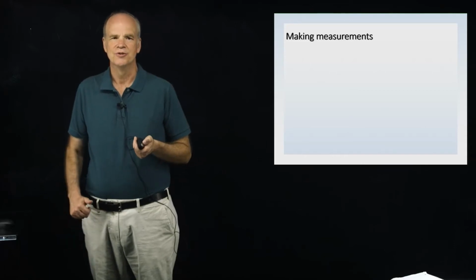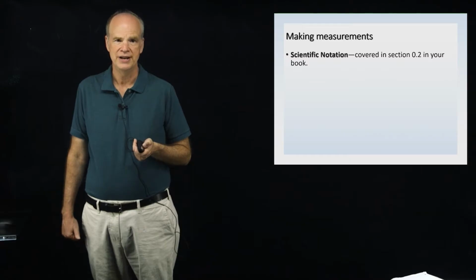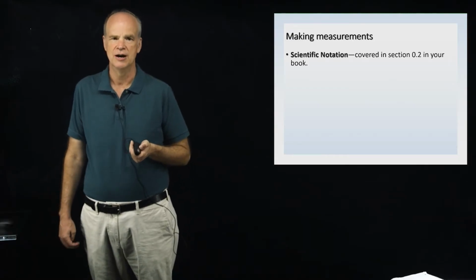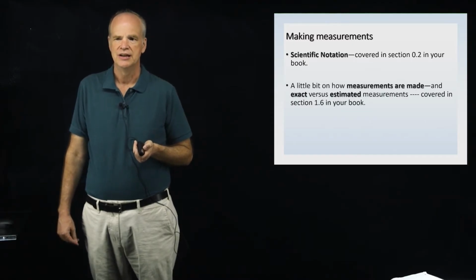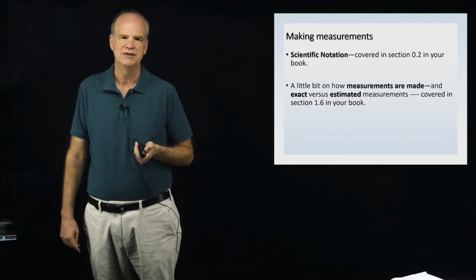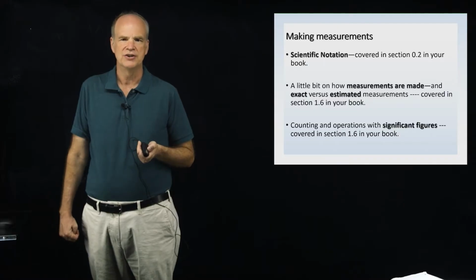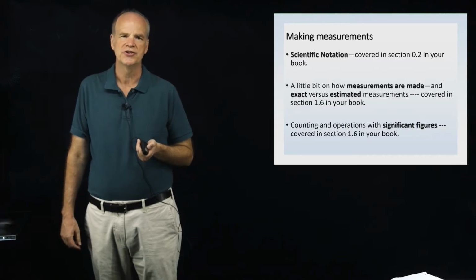Hello everybody. So what we're going to talk about today is a shorthand notation for writing down large and small numbers that you encounter in chemistry, which is called scientific notation. And then I'm going to talk a little bit about how measurements are made. And so you need to know the difference between exact and estimated measurements. And then finally, what I'm going to talk about is counting and operations using something called significant figures.